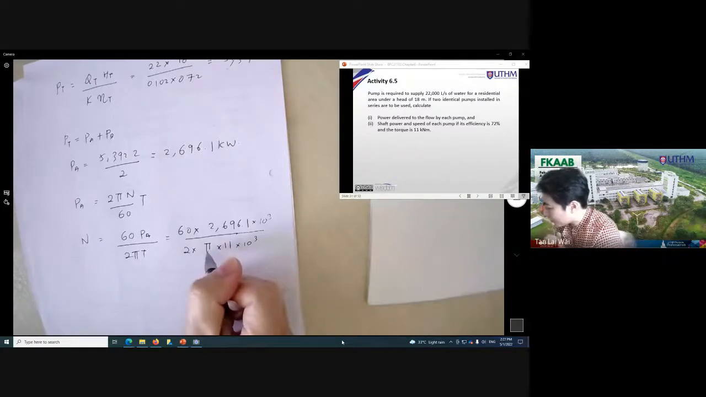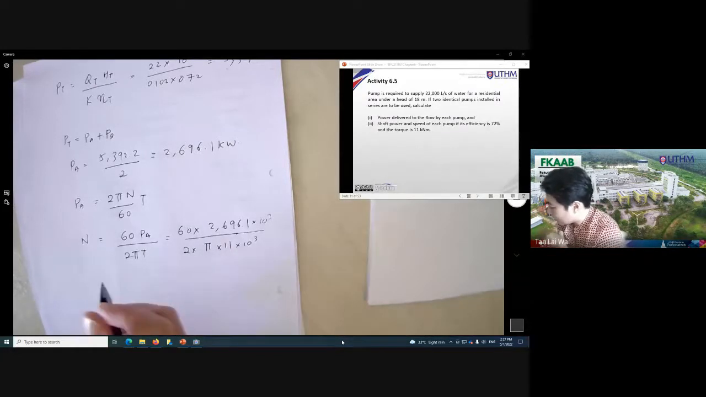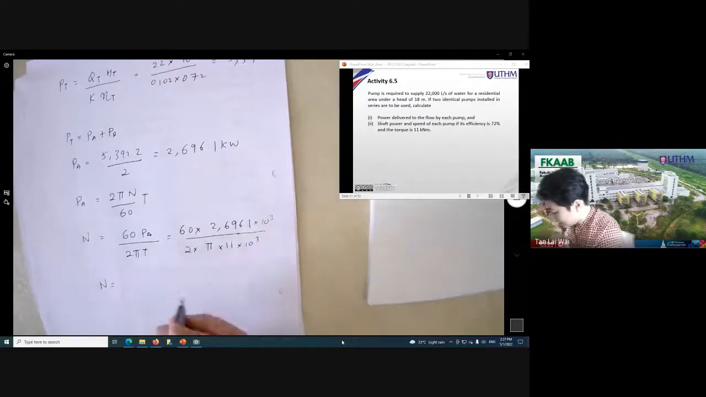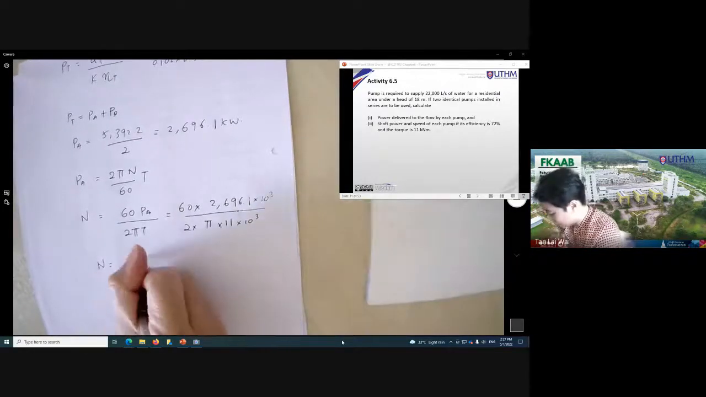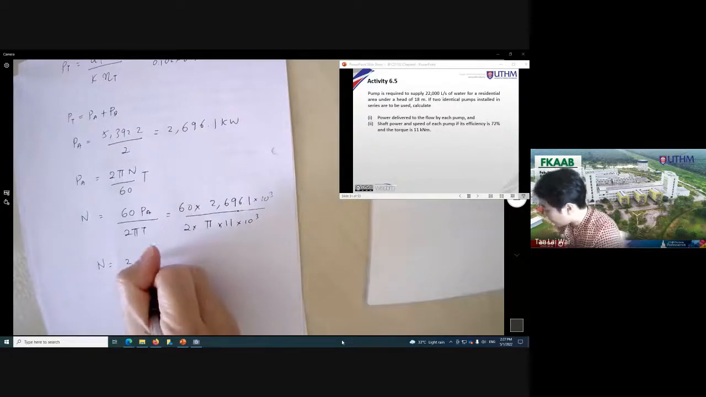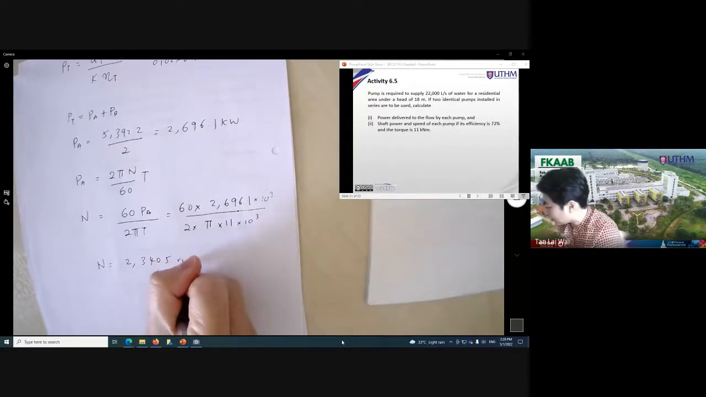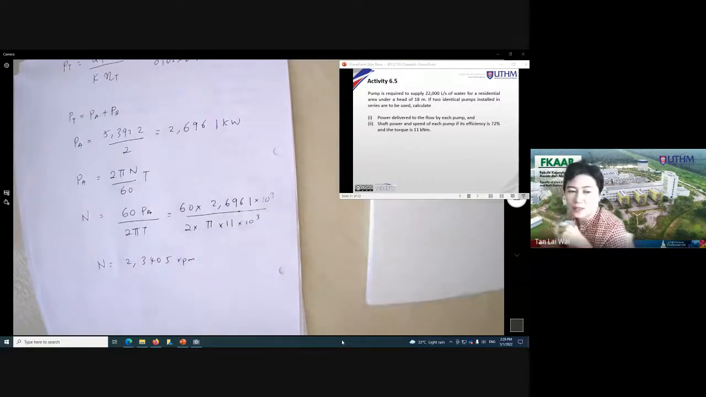This is 3.142, right? So the speed would be, if you can help me calculate this, it should be 2340.5 revolutions per minute.